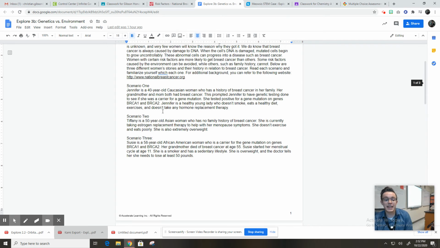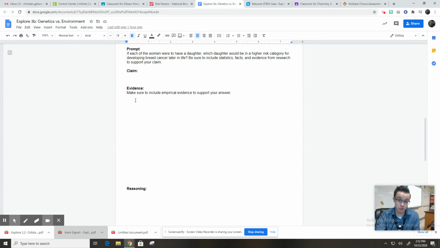Now, you can make a case for any of the three. There is not necessarily a one right answer here. You could convince me, scenario one, that daughter is more likely to develop breast cancer later in life. You can convince me for scenario two or scenario three. The point of the assignment is that you're trying to convince me, because in doing so, you're going to teach yourself about the genetic and environmental factors associated with breast cancer.